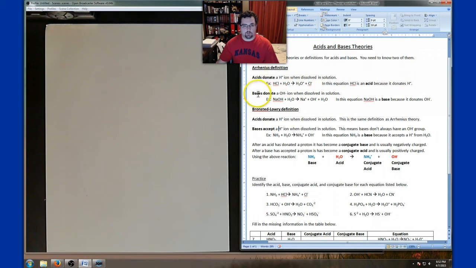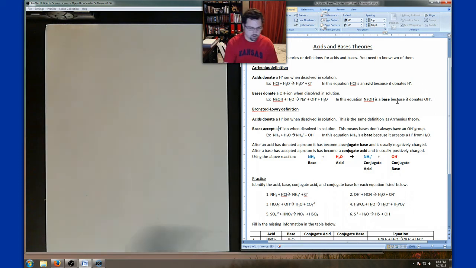In the Arrhenius definition, bases donate an OH- ion when dissolved in solution. So NaOH plus H2O gives you Na+, OH-, and H2O. In this equation, NaOH is a base because it donates the OH-. This is the pretty standard definition of acids and bases that we see a lot.